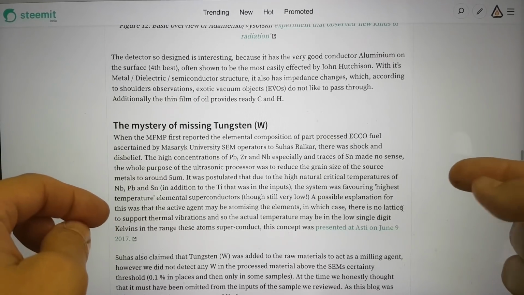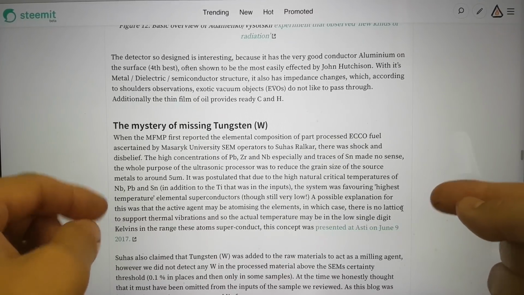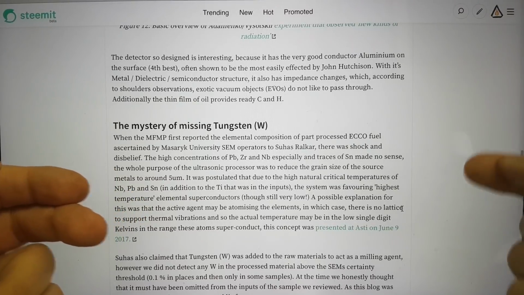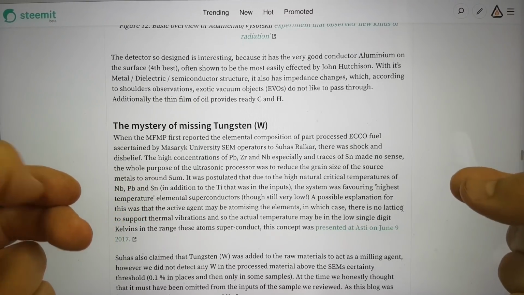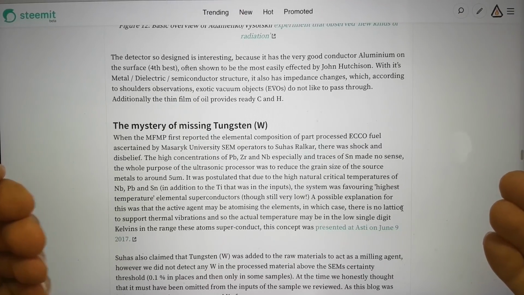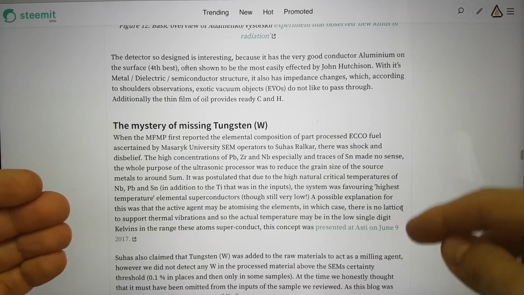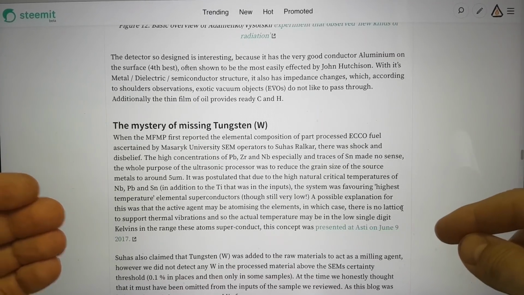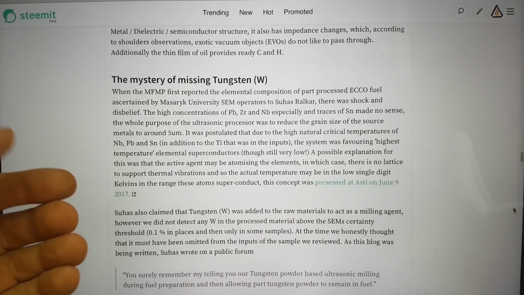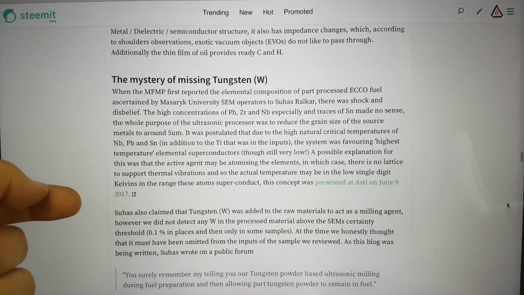I posited on the 9th of June last year a possible explanation for this was that the active agent may be atomizing the elements, in which case there is no lattice to support thermal vibrations, and so the actual temperature may be in the low single-digit kelvins in the range these atoms superconduct. And this concept was presented at ASTI on June the 9th. There's a presentation link there. I derived this idea essentially from the work of David Hudson, and I talk about him in the presentation.